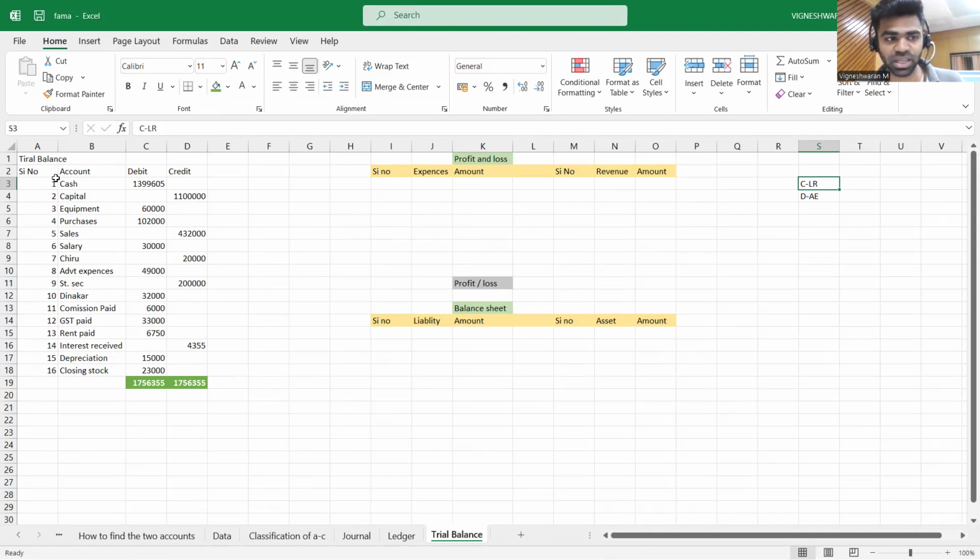Now I want to put all the 16 values into the profit and loss and balance sheet. If an entry is on the credit side, it will come either as a liability or a revenue. If a value is on the debit side, it will come as an asset or an expense. So first one, cash. It is on the debit side, so we should think it is either an asset or an expense. Of course, we know cash is an asset.